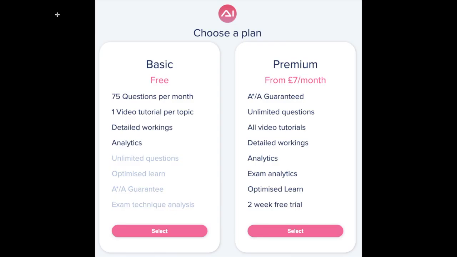So here's the pricing, so you can choose between both a basic and premium account. The basic plan is completely free and gives you access to 75 questions per month. There's still quite a few questions. It's definitely enough questions for you to get used to using the site and to see whether you want to upgrade to premium. It also gives you one video tutorial per topic, and it actually gives you the detailed workings for each question that you complete, and then you will also get access to all of the analytical features as well.